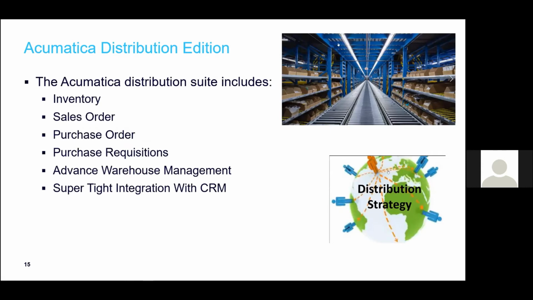Acumatica has a distribution edition. Inventory, sales orders, purchase requisitions. Relatively new to the product family, advanced warehouse management. So when I say advanced warehouse management, think scanners, running around packing and pulling product, but controlling the process through remote wireless scanners. And then the distribution edition, of course, has super tight integration with CRM.